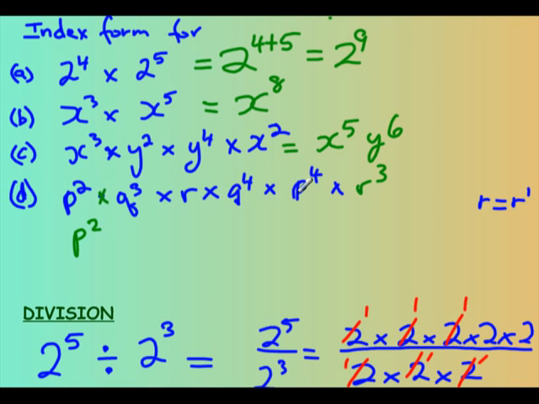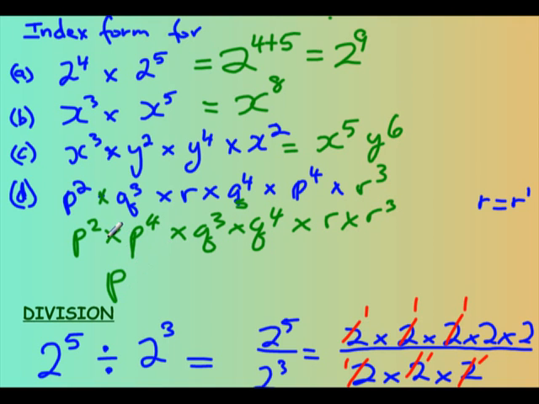So we're going to write p to the second with p to the fourth. They're not like terms, but they have the same base. We're organizing them to apply the rule. q to the third times q to the fourth. We're left with now r times r to the third. So we keep the base, which is p. Add the powers, we get p to the sixth. Keep the base, which is q. Add the powers, we get 7.